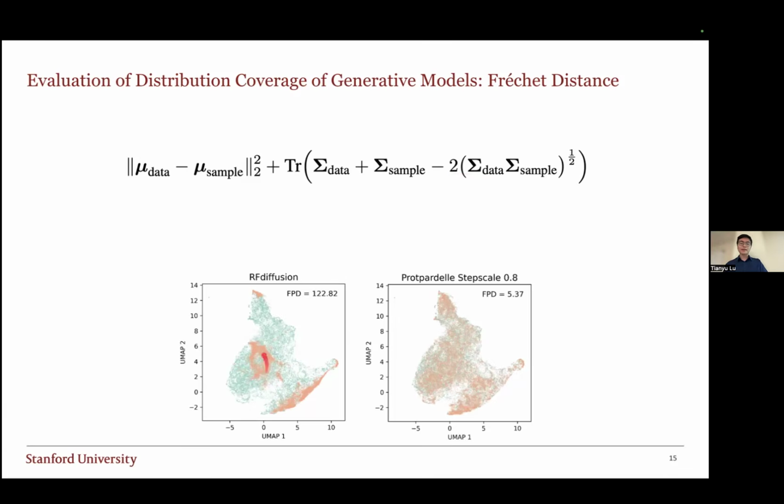And you can see that it tracks with intuition. So undersampling and this biased sampling, you have an FPD of 122. This less biased sampling from Proteina has an FPD of 5.